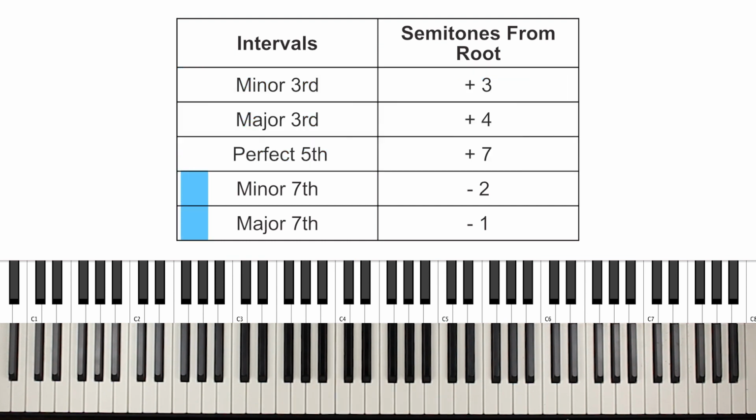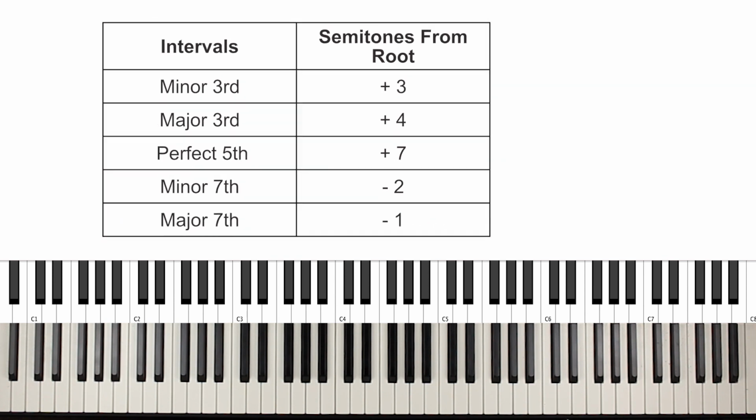For the intervals with a minus before this number, as in the minor 7th and major 7th intervals, we count down that many semitones from the root an octave above. So, if our root is C, we jump up to this C, and we count down from here, 1 semitone below the root. Now we'll go through all of these intervals and we'll have a go at finding 3 examples of each one.